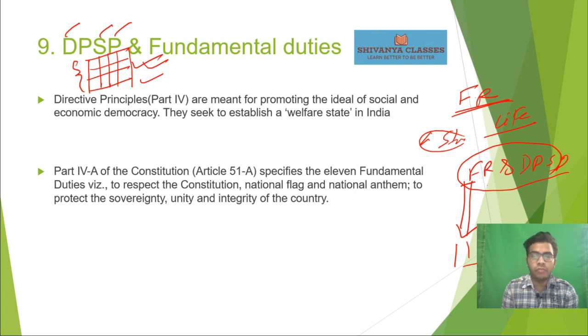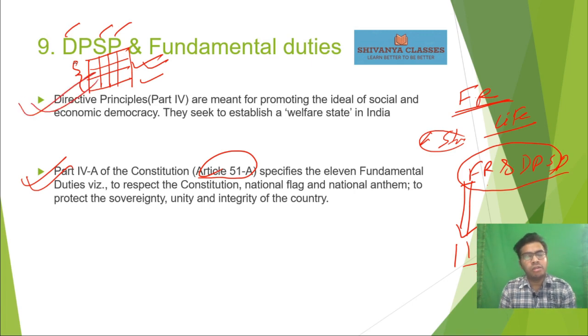You have to give something. You have some responsibility towards the nation. What is this? This is your fundamental duties. What are these fundamental duties? To respect the constitution, to respect the national flag, national anthem, to protect sovereignty, unity, integrity of the country, to send your children to the schools, to preserve the national heritage. These are the fundamental duties. Okay, these are in Article 51A. We learn this in a separate chapter, like we learn the DPSP in a separate chapter.